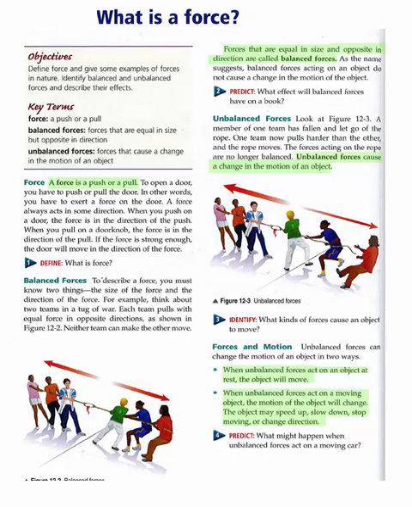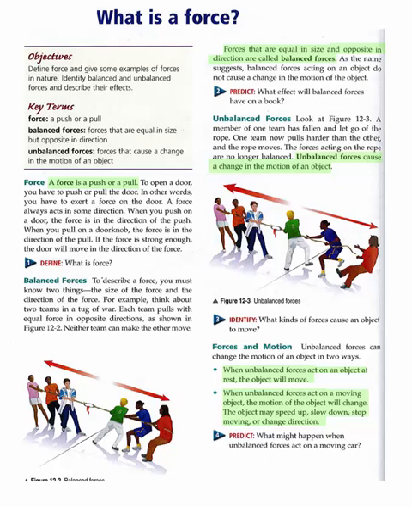Balanced forces. To describe a force, you must know two things: the size of the force and the direction of the force. For example, think about two teams in a tug of war. Each team pulls with equal force in opposite directions, as shown in Figure 12.2. Neither team can make the other move. Forces that are equal in size and opposite in direction are called balanced forces. As the name suggests, balanced forces acting on an object do not cause a change in the motion of the object. 2. Predict. What effect will balanced forces have on a book?